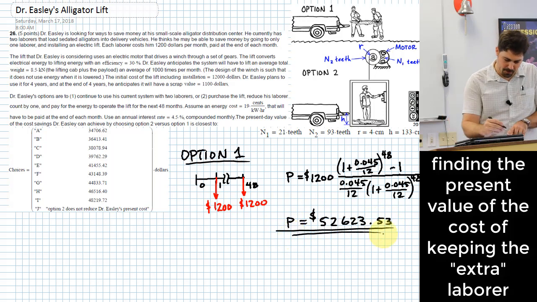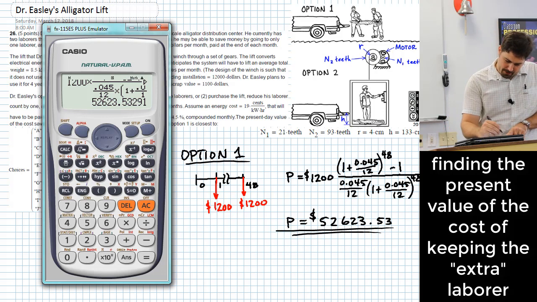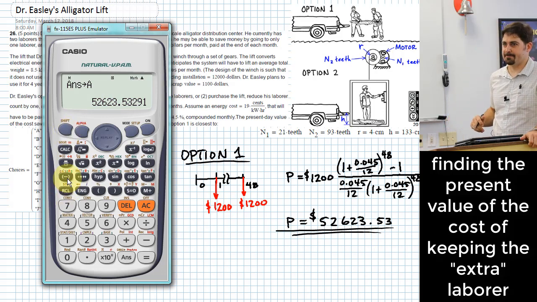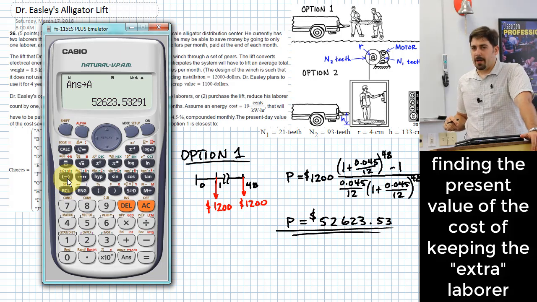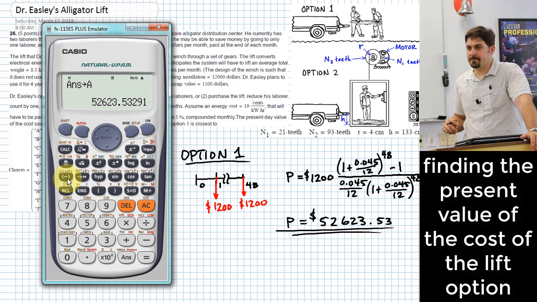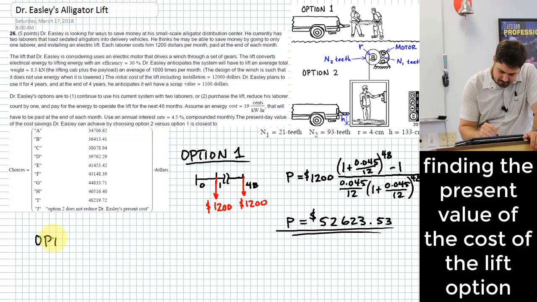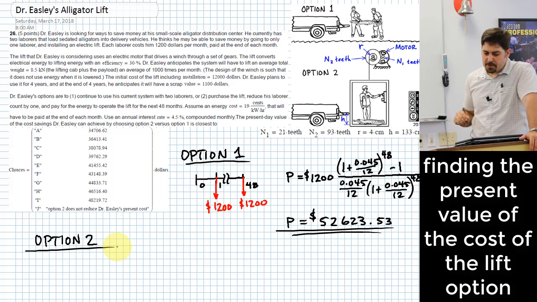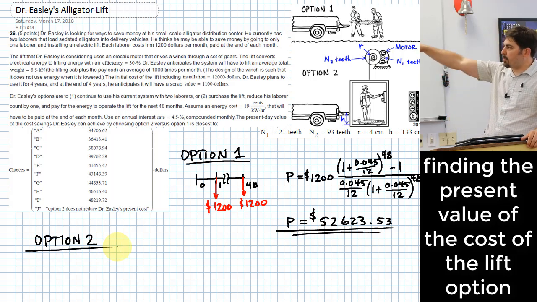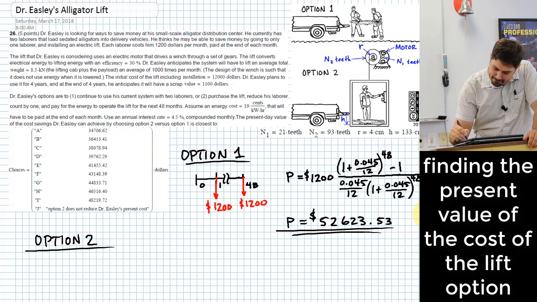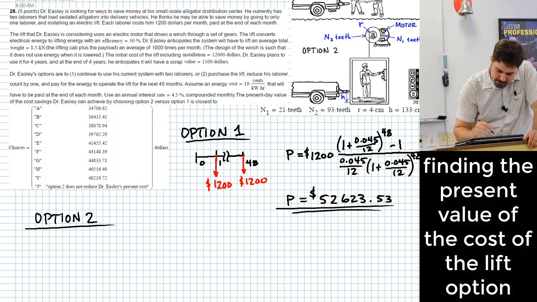Okay, so far so good. Let me store that into A because I think I might need it later. All right, now what? Option 2. Okay, so for option 2, we drop this employee, the cost of this one employee, but what do we pick up? A few costs of other things, right?